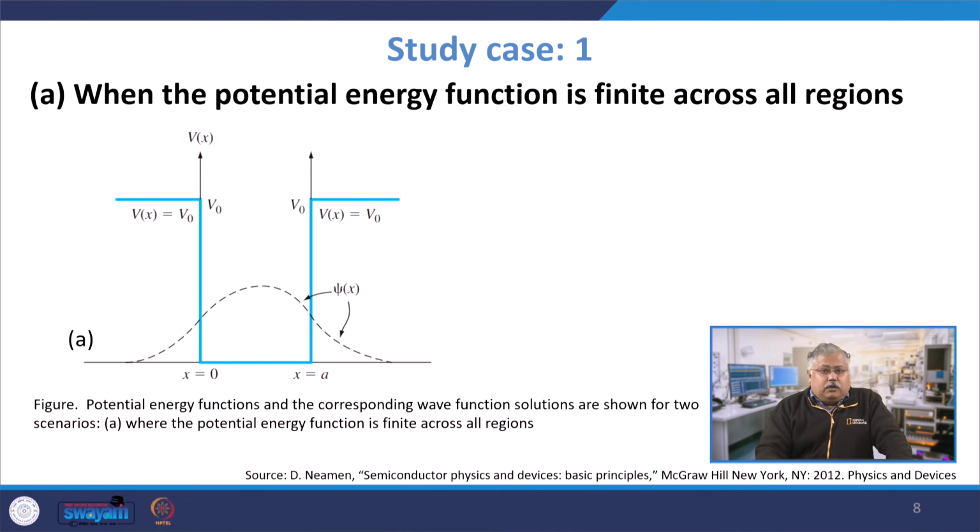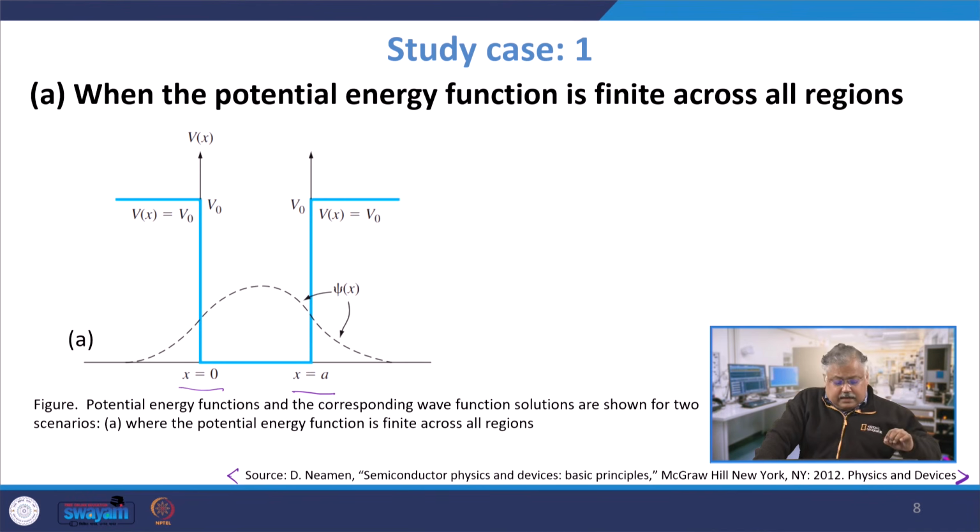So with this background, let's take up a case study. Let's take up a potential energy function which is finite in all the regions and goes to 0 between x equals 0 and x equals a. We are taking this discussion from the Neamen book. You can also have a look at this book. Its ebook is available and its hard copy is also available in libraries and various places. In the first few early chapters you will find this discussion.